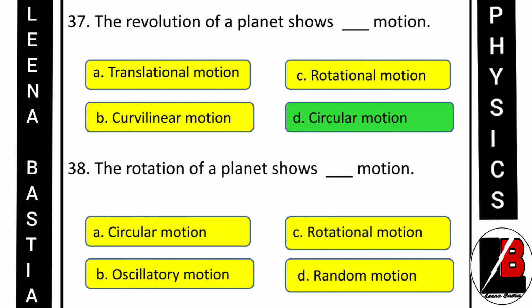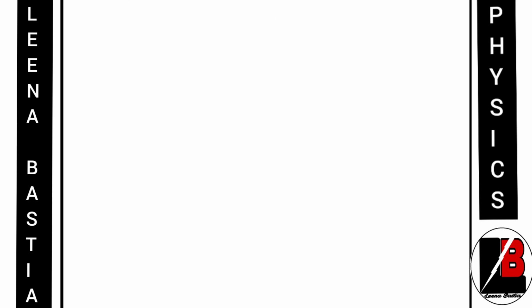Yeah, next question. The rotation of a planet shows dash motion. Here in question number 37 it is asked about the revolution of a planet. Now it is asking for rotation of a planet, meaning rotating on its own axis. Okay, so the options are circulatory motion, circular motion, oscillatory motion, rotational motion, random motion. So the answer is rotational motion. Let us move on to the next question.